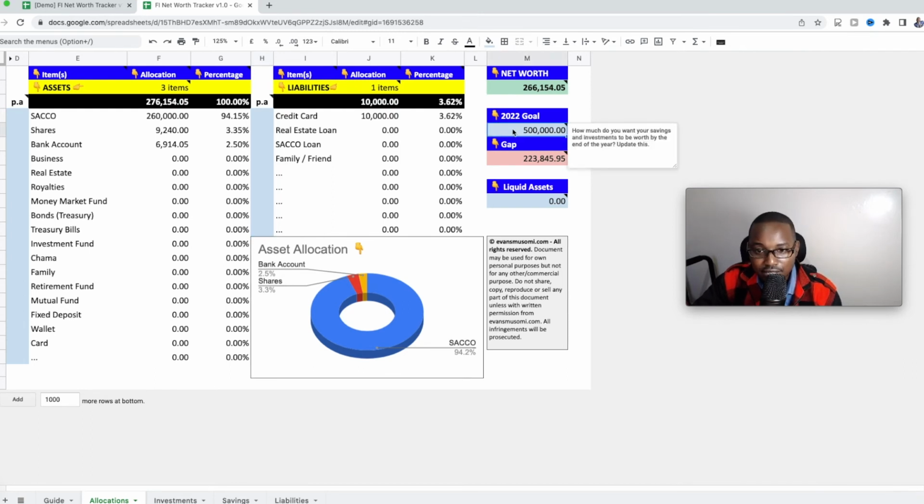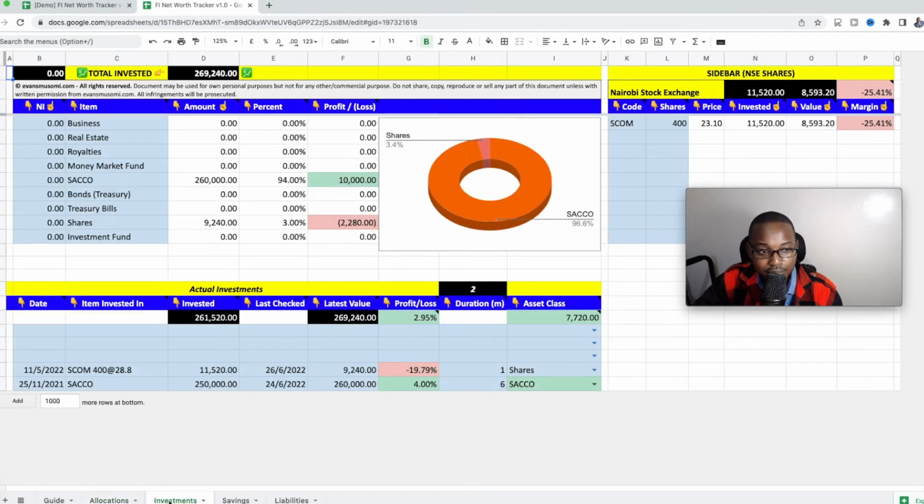You can set yourself a goal over here and indicate what are your liquid assets so far. Then in the investments column, we have some sample categories which you can modify. And this is where you actually put in your data. So this is some sample data which you can edit. Just make sure that you select the correct category so that it can populate over here. And all this data will be picked by the allocations sheet.